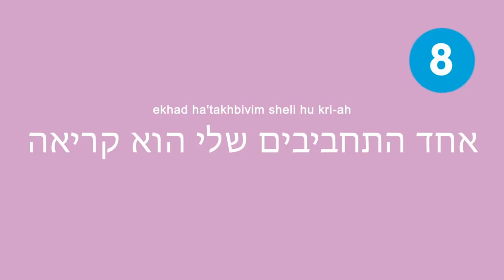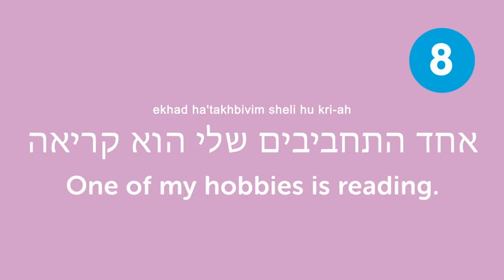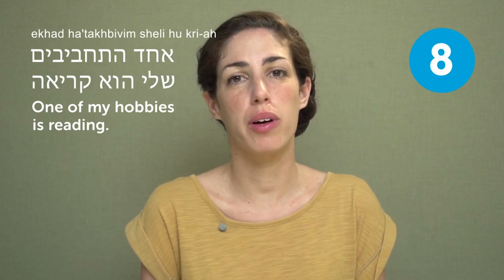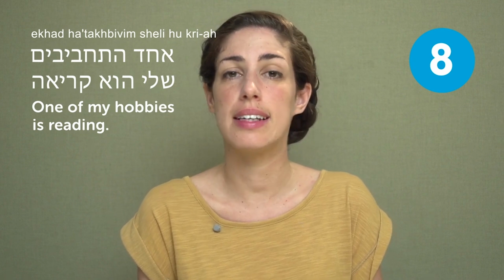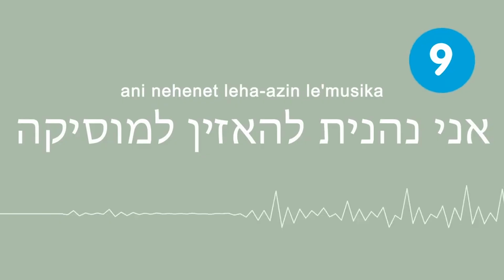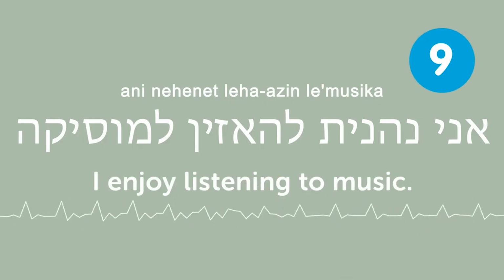אחד התחביבים שלי הוא קריאה. One of my hobbies is reading. This sentence stays the same for male and for female speaker. אני נהנית להאזין למוזיקה. I enjoy listening to music.